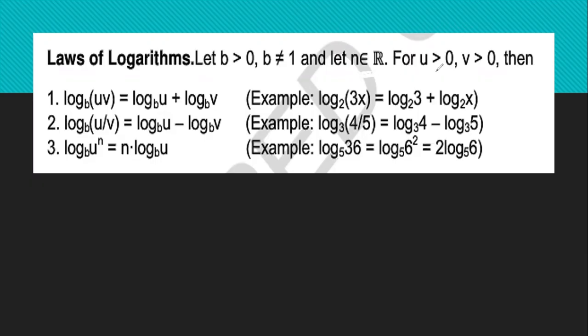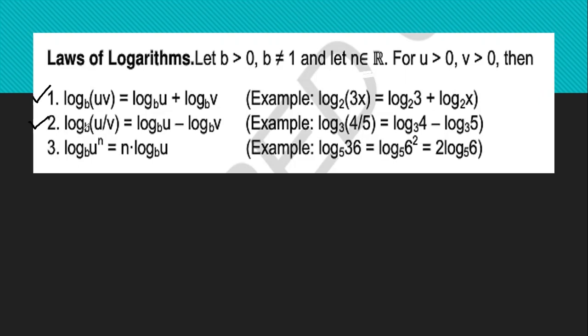And for u greater than 0 and v greater than 0, the following holds. First, we have the logarithm of product. The log of u times v base b is just equal to the log of u base b plus the log of v base b. Say, for example, we have log of 3x base 2. This can be written as log of 3 base 2 plus log of x base 2.